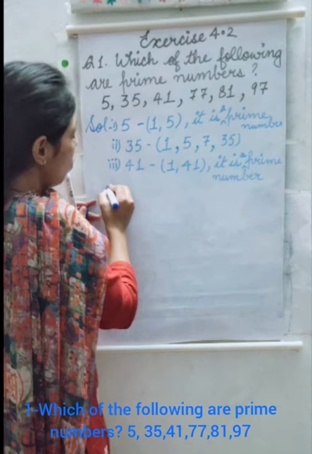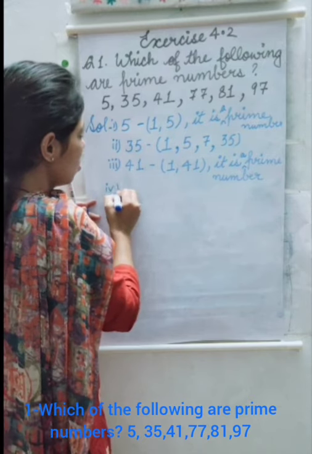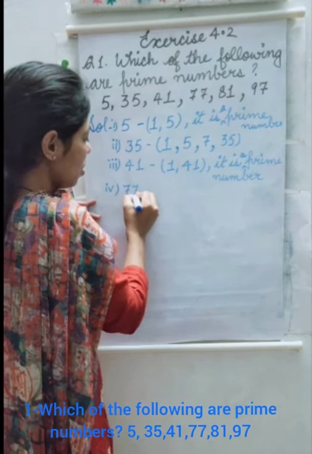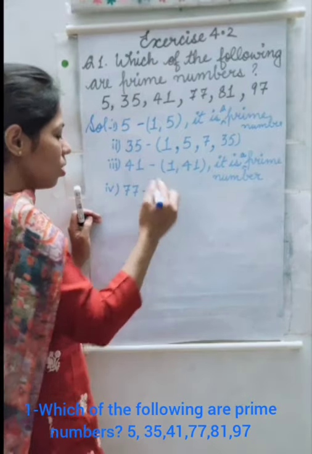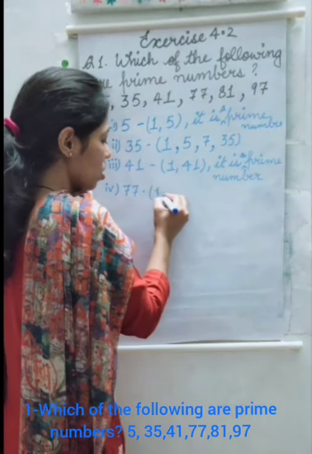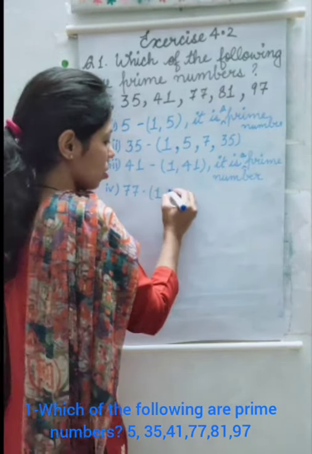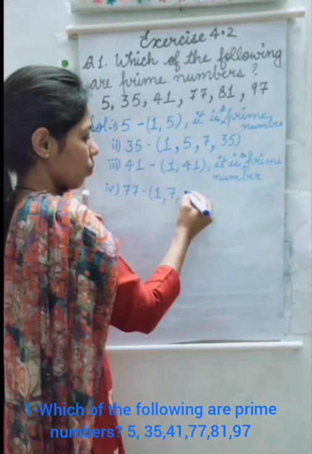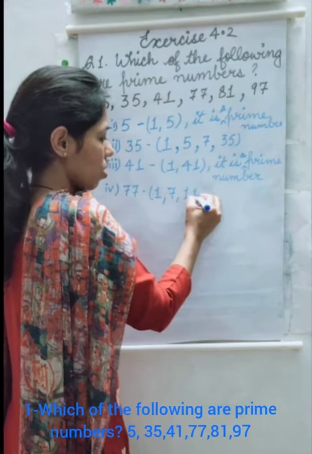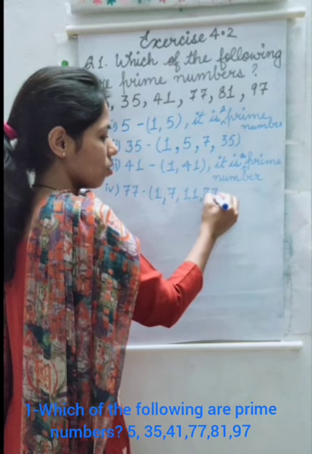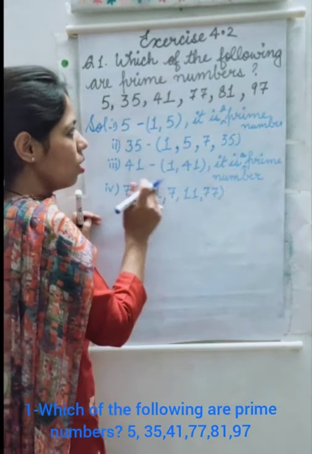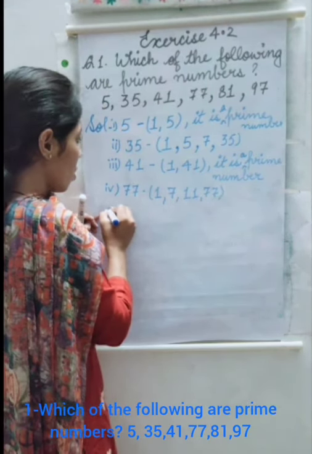Then the fourth number is 77. So it's too easy. It is divisible by 1. It is divisible by 7. It is divisible by 1 and 77 itself. So it is not a prime number. It is a composite number.